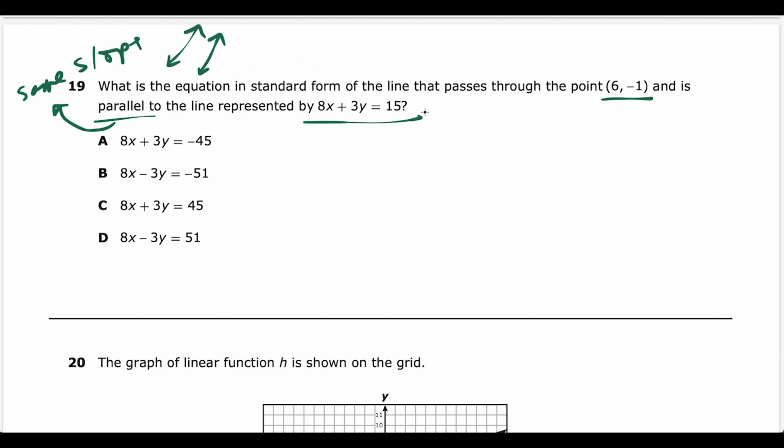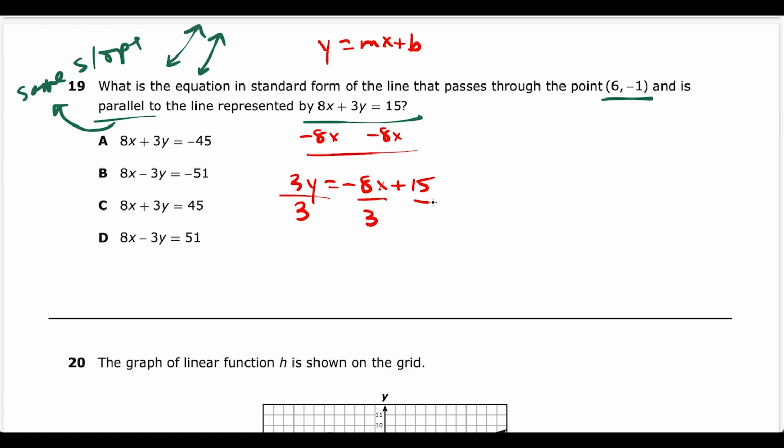So if we want to be parallel to this line, we have to find the slope of this line, and being in the form y equals mx plus b is what makes this possible. So I would go minus 8x on both sides, and that gives us 3y equals negative 8x plus 15. Then to solve for y, I would divide everything by 3, and I'd have y equals negative 8 over 3 times x plus 15 over 3, which is 5. So our slope is the slope of this line, which is negative 8/3. Remember, once you solve for y, the slope is the number in front of the x.